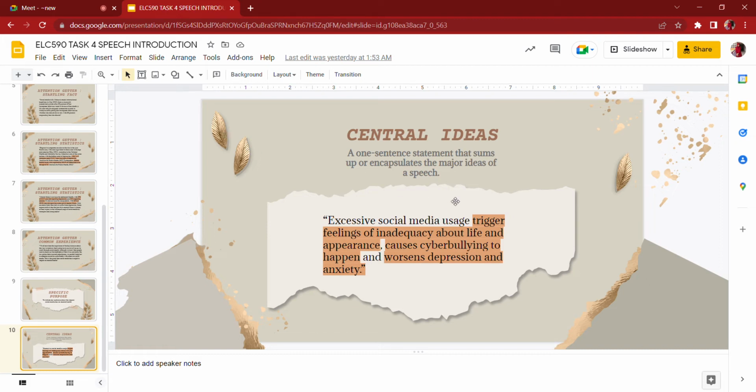And then I also can include credibility, like why I am the right person to deliver this speech. I can say, for example, my credibility as a speaker is I am the right person to deliver this speech because I have done my research about social media impact on mental health and I am passionate about the topic of mental health, so that is why I am the right person to deliver this speech.